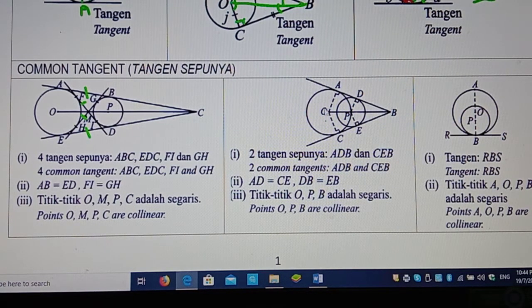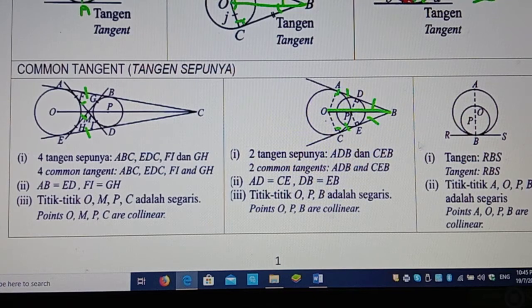Okay, next we have two circles with an overlapping section, where a small section of the two circles overlaps. So we can say there are two common tangents, ADB and CEB. So from here we can say AD equals CE, DB equals EB, same line, and points O, P, B are collinear. So this one of course has 90 degrees here, angle.